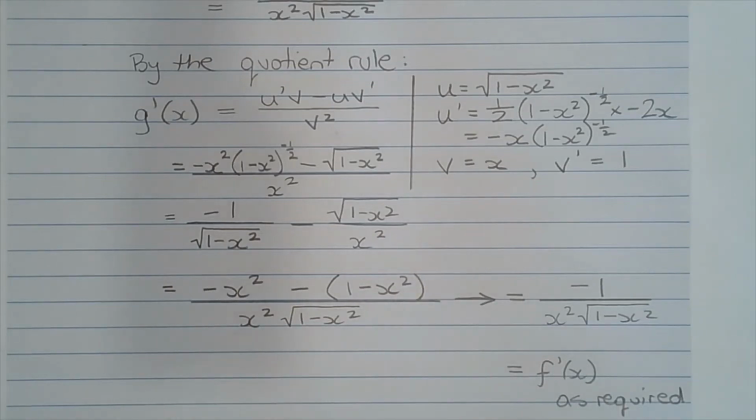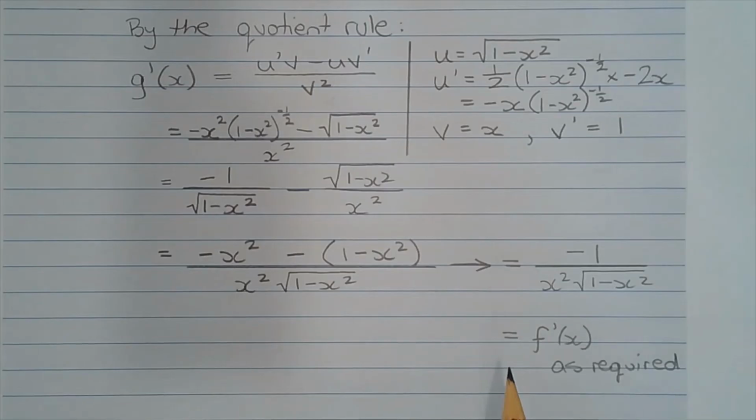So we have this negative x squared and a positive x squared here, negative, negative, and they cancel. So we end up with negative 1 in the numerator over x squared multiplied by the square root of 1 minus x squared in the denominator, and that equals f dash of x as required.